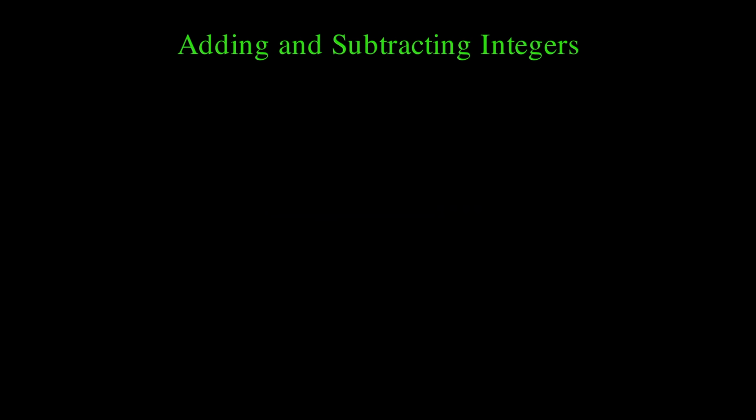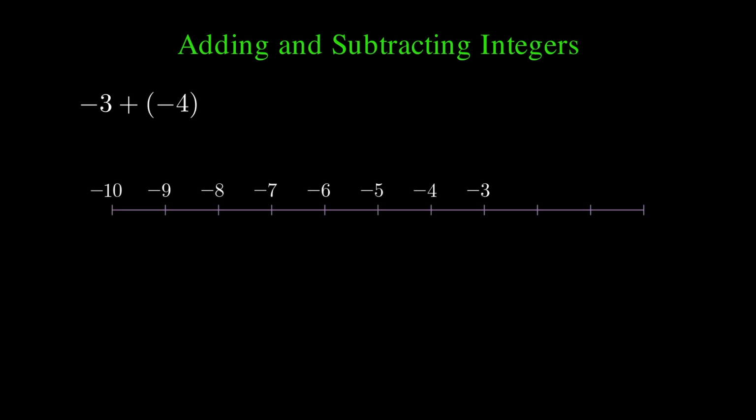Here is our next example. We want to evaluate -3 plus -4. Let's draw a number line and start at -3. We will move our dot towards the left direction as we are adding a negative number. Thus, going 4 steps towards the left gives us -7.